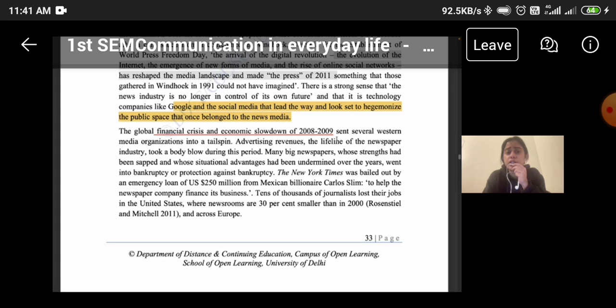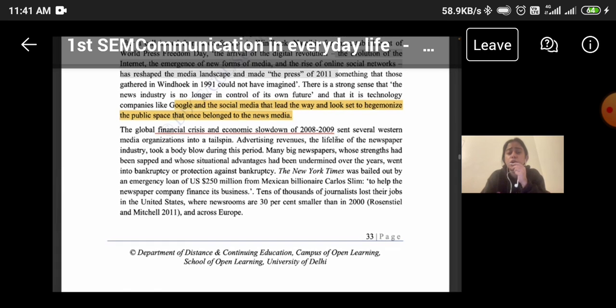There is a strong sense that the news industry is no longer in control of its own future, and that it is technology companies like Google and social media that lead the way and look set to hegemonize the public space that once belonged to the news media.